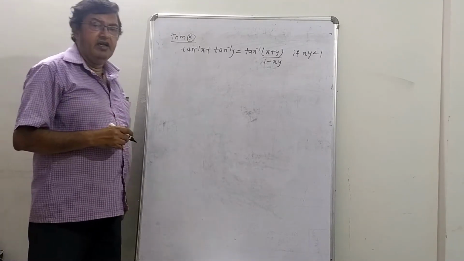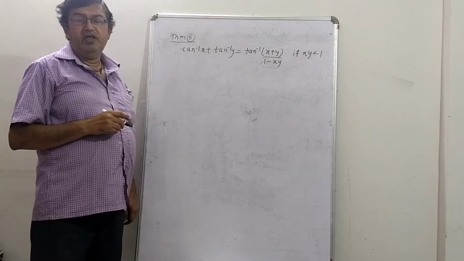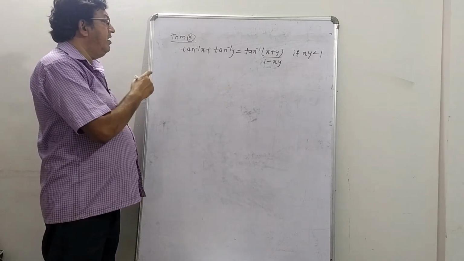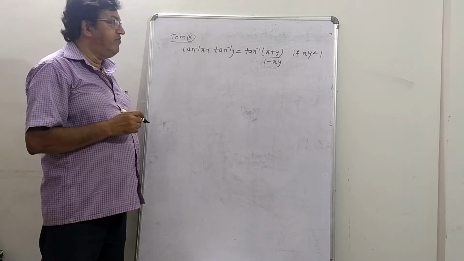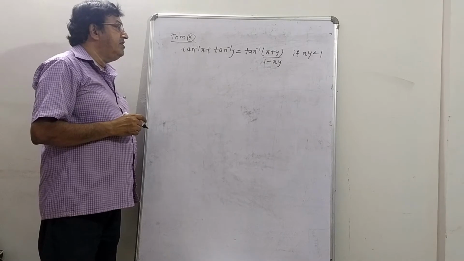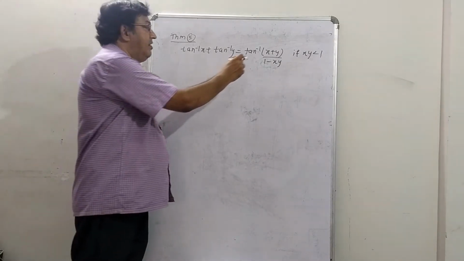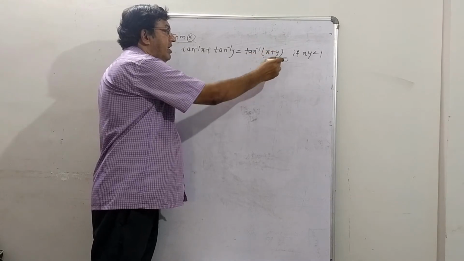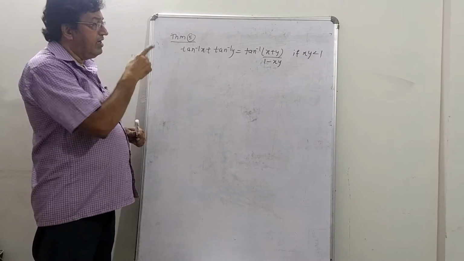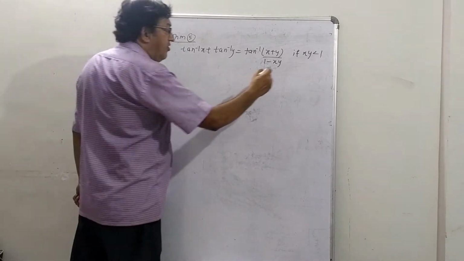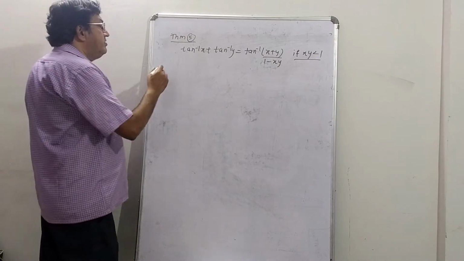We'll come to the next theorem. So in the previous video you have seen up to theorem number 4. Then I will prove few theorems separately. I will consider this as theorem number 5. Theorem number 5 is tan inverse of x plus tan inverse of y equals tan inverse of (x plus y) upon (1 minus xy), if x into y is less than 1. That x into y is less than 1 is a very important condition. So we'll try to prove this.